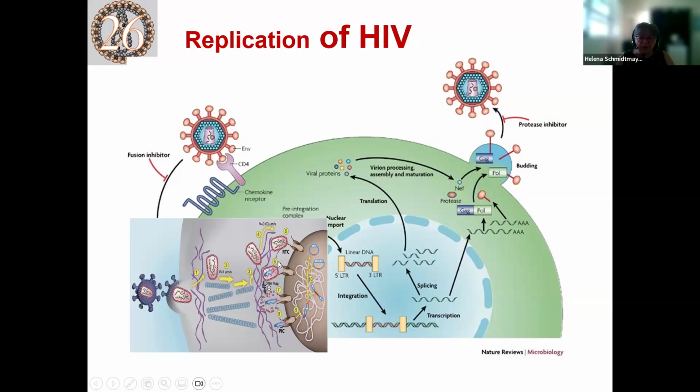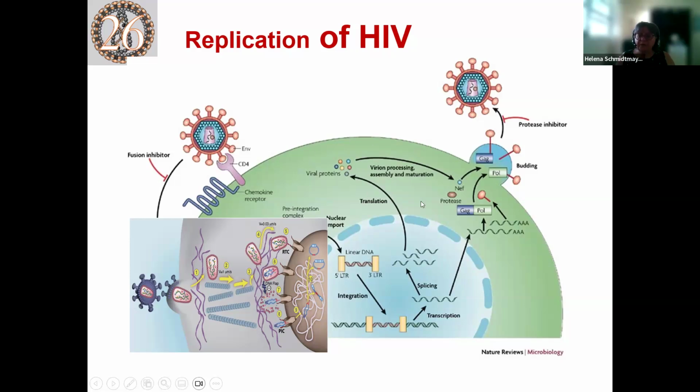And pre-integration complexes, which contain viral DNA, integrase, matrix protein, VPR, and some other accessory proteins, are targeted into the nucleus where viral integrase mediates integration into the genome. And as you recall, this integrated provirus can stay latent, or if the virus is active and proliferates, it is transcribed, and it produces mRNA, which is transported from the nucleus to the cytoplasm.